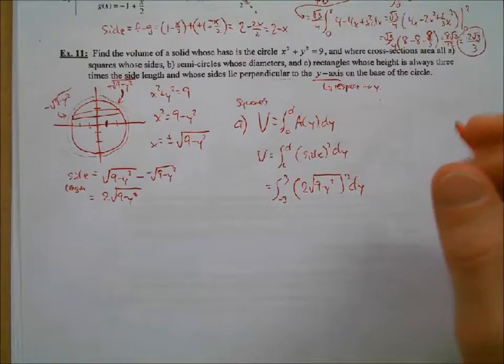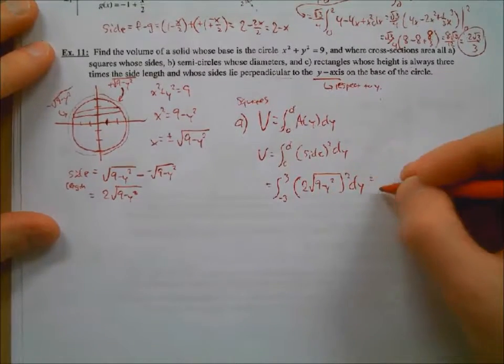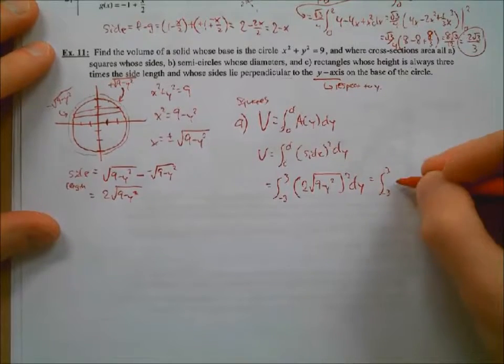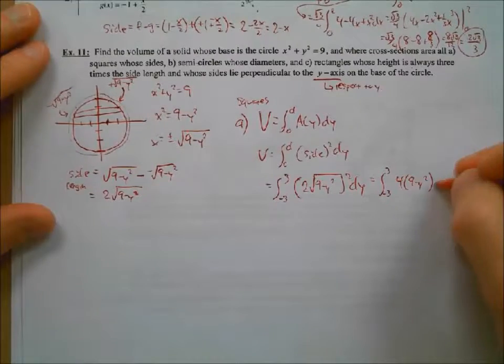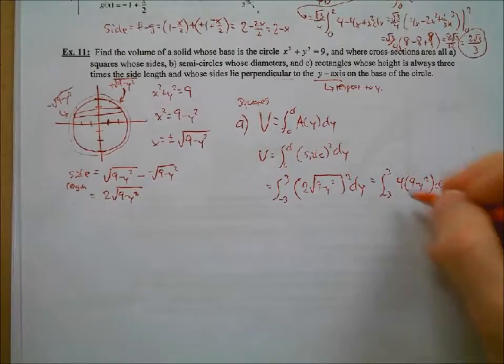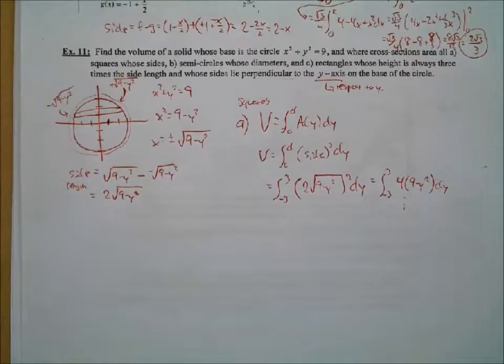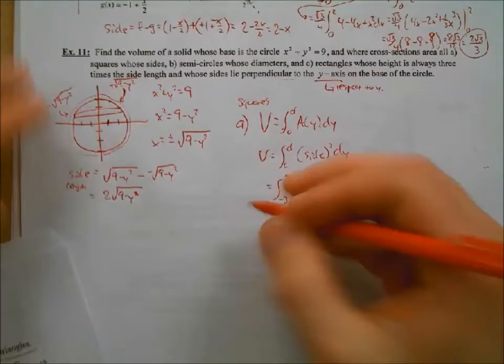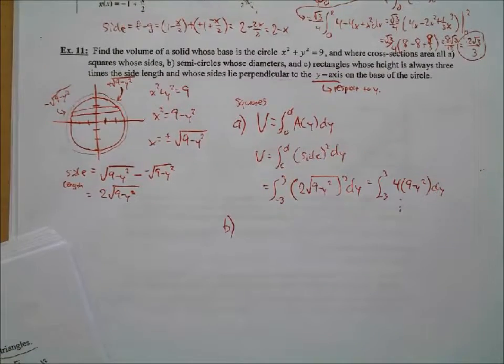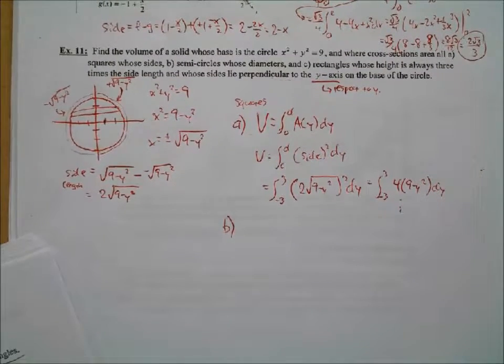And you can simplify this if you want to. Integral from negative 3 to 3 of 4 times the quantity 9 minus y squared dy. You can pull that 4 out, and I'm not going to integrate this one. We'll just leave it there. I think you can go from there, right? Iffy. Well, if you want me, I'll go over it with you later. Oh, you're good? Okay. Next, letter B, we want to do semicircles.